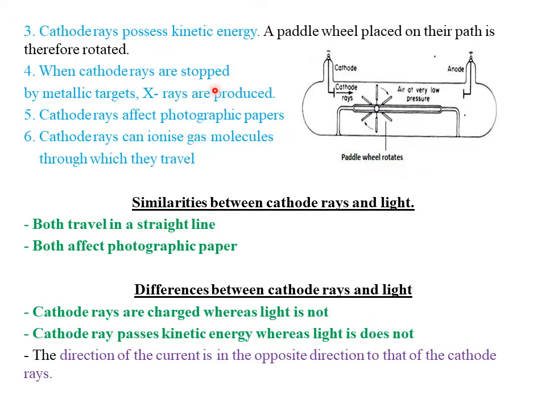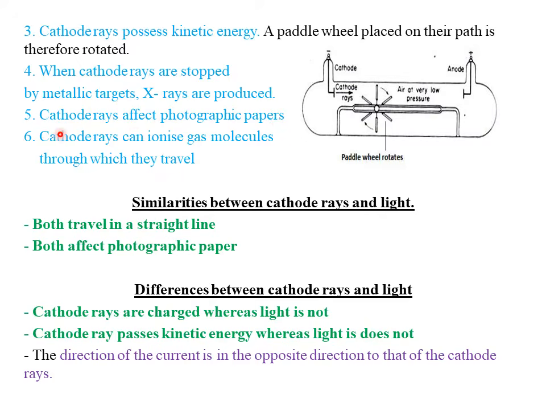So this particular chapter will be very important in understanding our next chapter, which is the X-rays. Then the fifth property of cathode rays is that cathode rays affect photographic papers. When you direct them on the photographic papers, you are going to see an effect or a difference. So that is the other property, that cathode rays affect photographic papers.